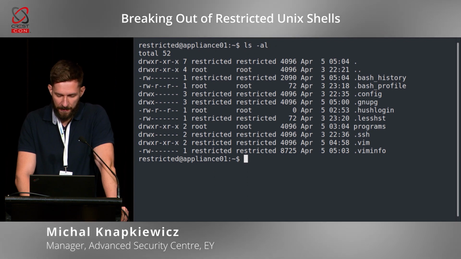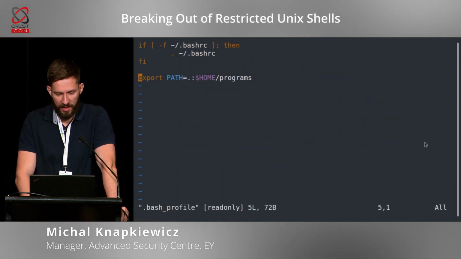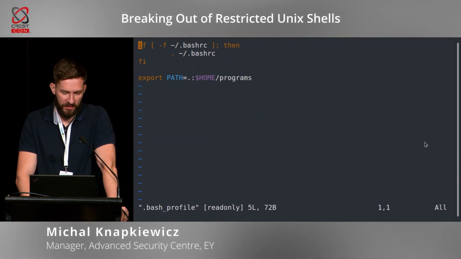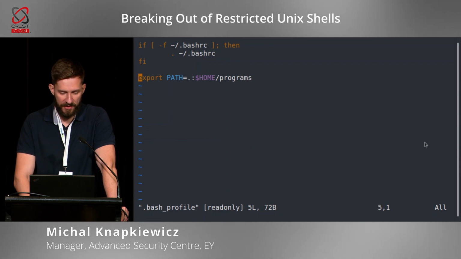So let's have a look at the .bash_profile file. As I mentioned, that's where often the restrictions are applied, right? So if we look at it, it looks kind of typical. So what do we have here? If the .bashrc file exists, then basically load its contents into the environment, and then just set the PATH variable to restrict it to just running things from /programs.